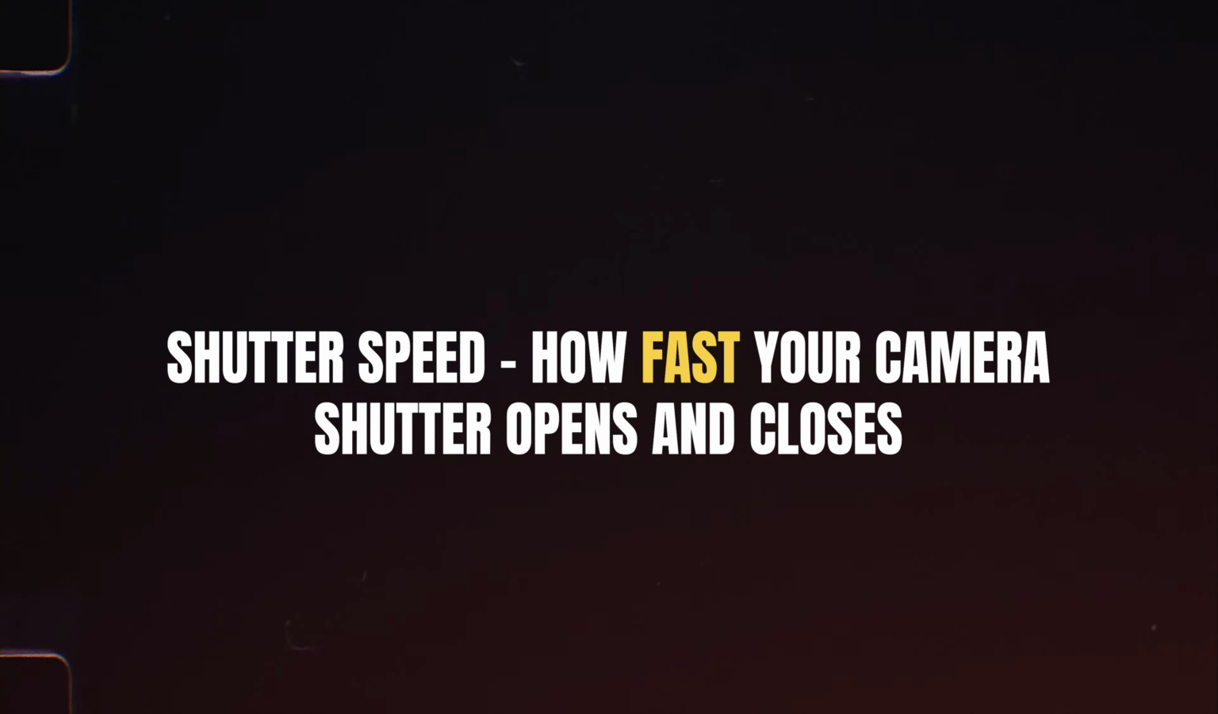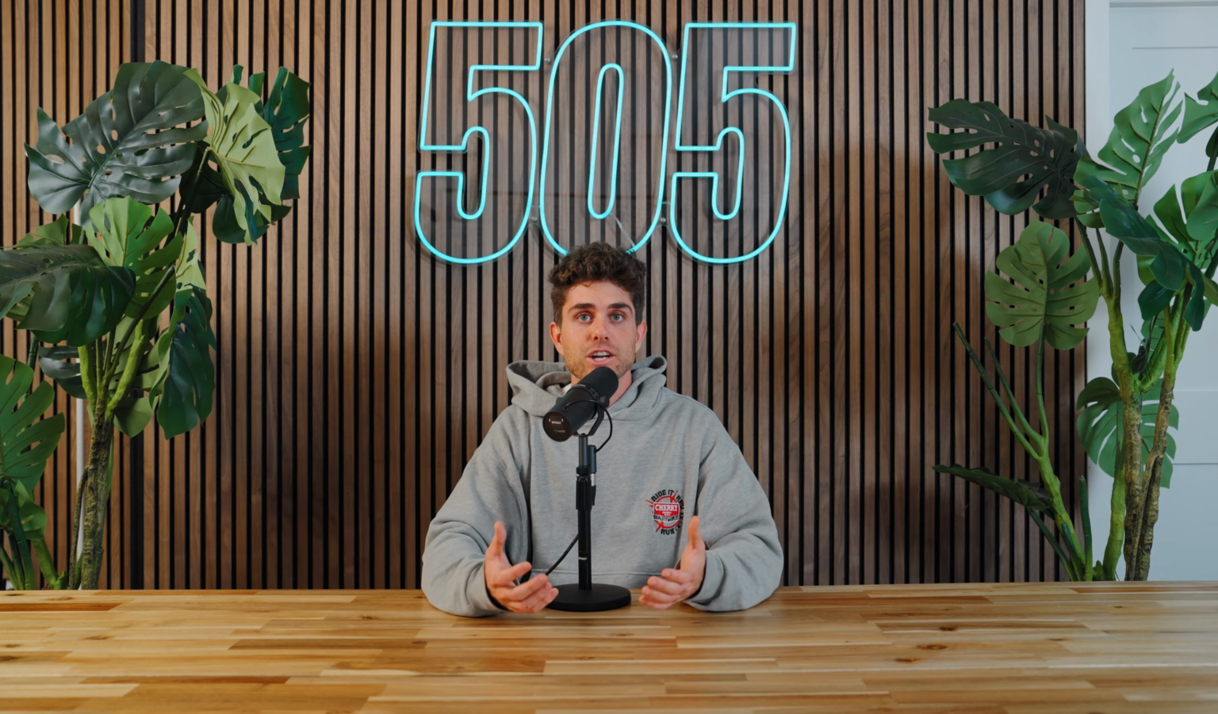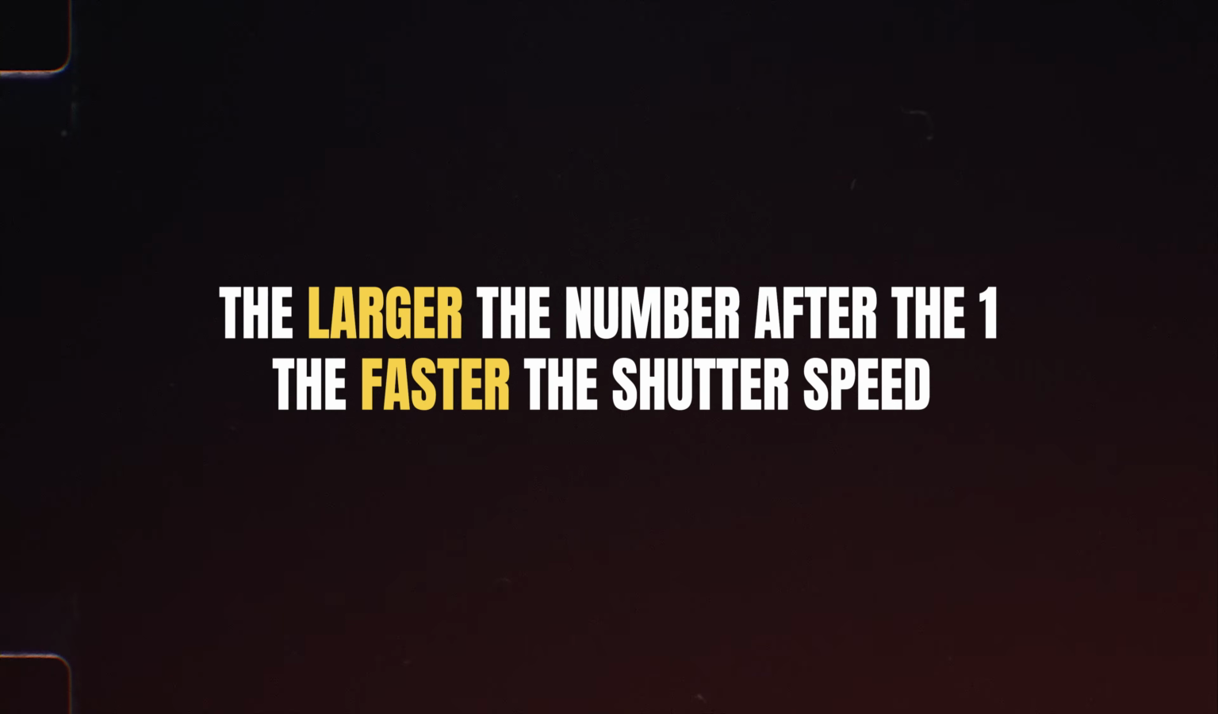Shutter speed is simply how fast your camera shutter opens and closes when you take a photo. You'll typically see this camera setting displayed in the bottom left-hand corner of your camera. It's displayed in a fraction, so 1/125, 1/250, 1/500, and so forth. The larger the number after the 1, the faster the shutter speed. So why does this matter?